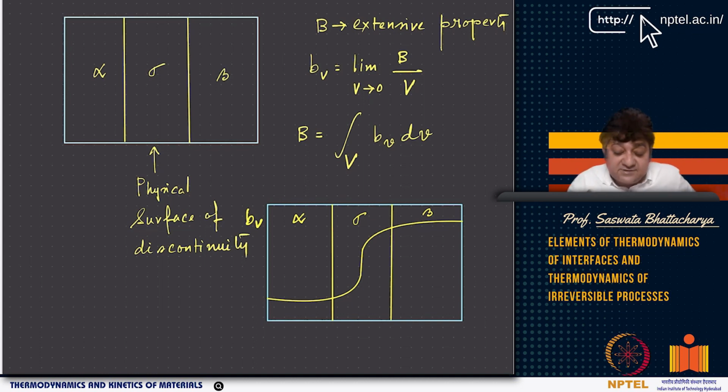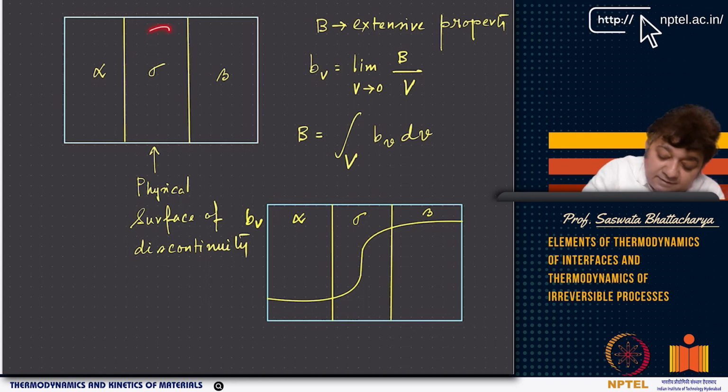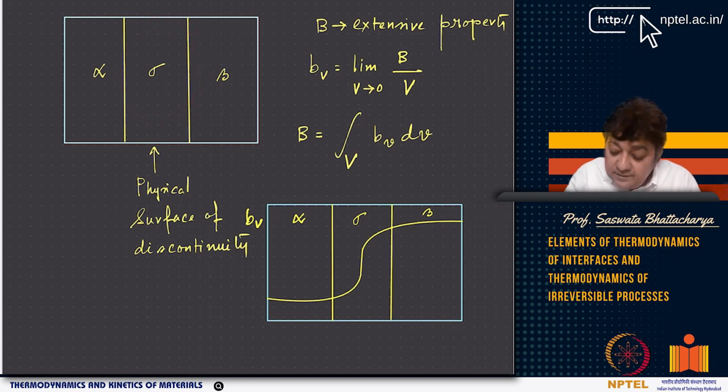Now, this physical surface of discontinuity, I have exaggerated it when I drew. But if you look at the variation of the small bv, most likely it varies like this. Most likely it varies this way. Right? If that is so, you have this S-shaped curve, and if you see that S-shaped curve, the middle region basically is indicating the physical surface of discontinuity.